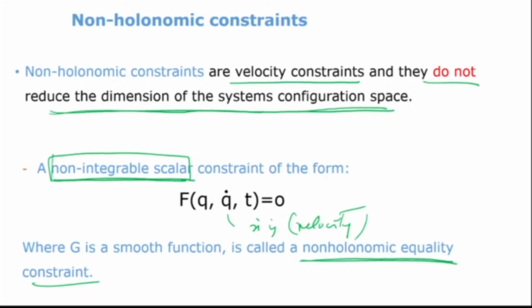And the non-holonomic constraints do not reduce the dimension of the system's configuration space. These are some things that we have to remember as we go along. So we have seen two kinds of constraints: holonomic, which depend on position; non-holonomic, which depend on velocity. Okay.